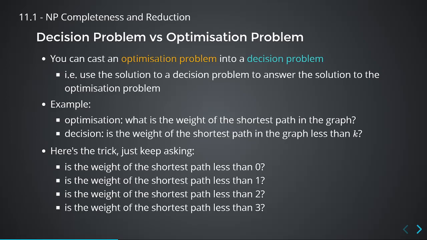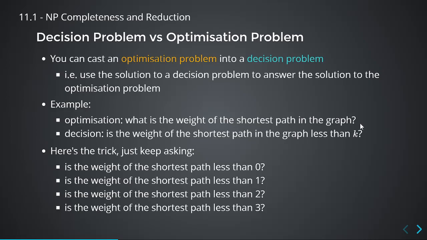So why does this matter in the whole P versus NP discussion? Because you can cast an optimization problem into a decision problem. That is, you can use an algorithm for the decision problem to find a solution to the optimization problem. Like how? Well, if you look at the shortest path problem, the optimization problem wants to know the weight of the shortest path, right? Whereas the decision problem just wants to know if the weight is less than K, say.